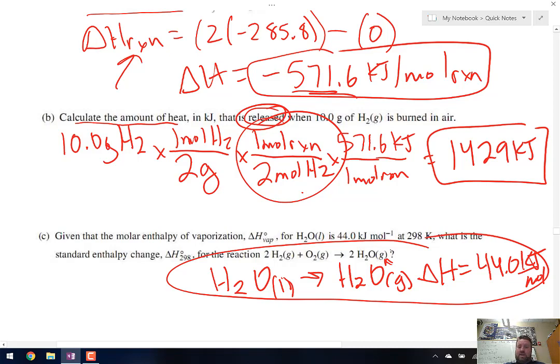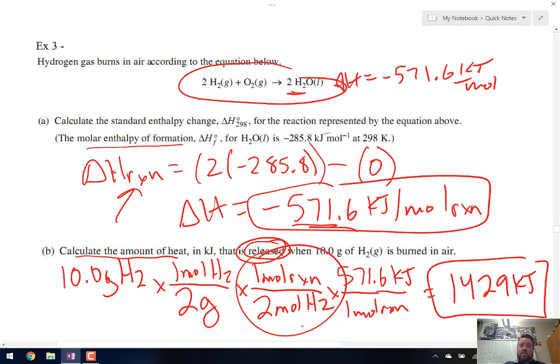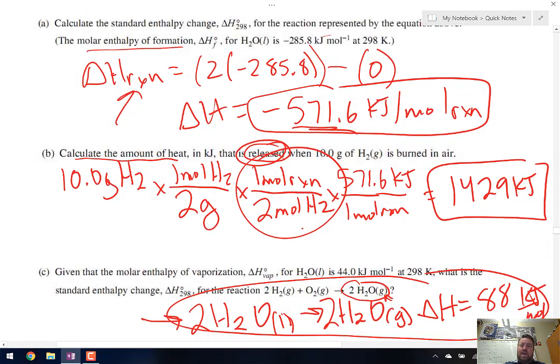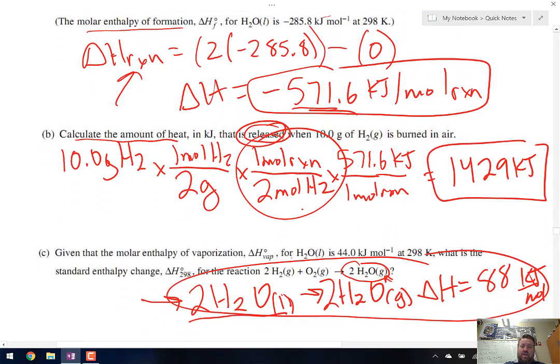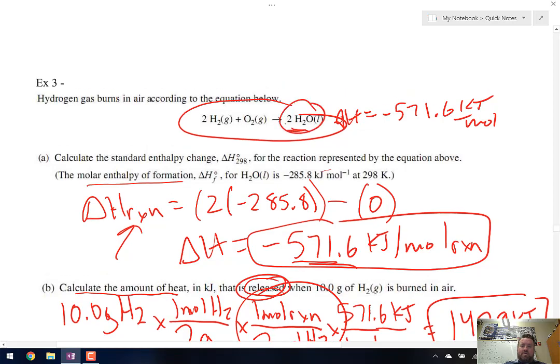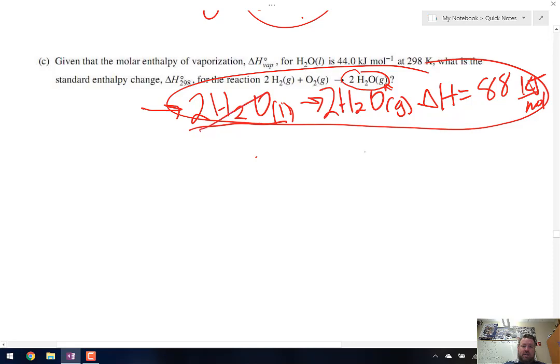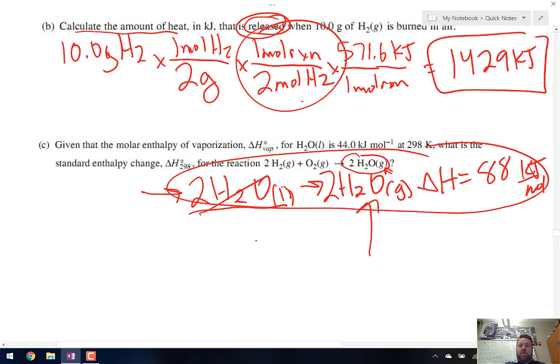The only difference is, obviously, up here there are two waters that are liquids, and down here in our overall equation there are two waters that are gases. So what do we need to do to this equation? We need to double it. So 2 and 2, that makes that 44 become 88. And now look at our two H2O liquids. We've got those as reactants. Here we have them as products. They are going to completely cancel out, leaving us just with H2O gas.